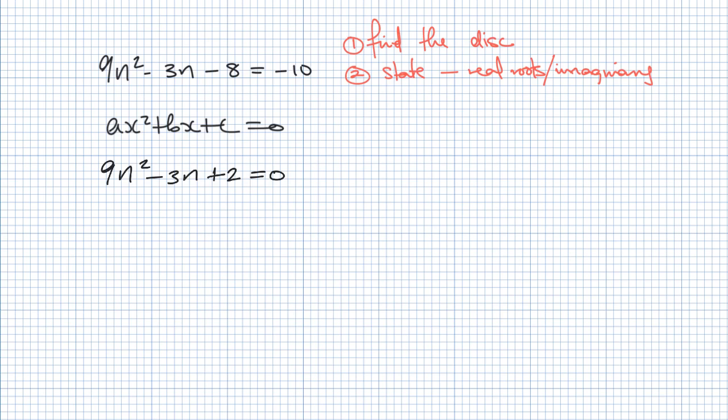So my discriminant says it's b squared minus 4ac. What we're going to do now is replace the b with that 3, and the a with that 9, and the c with that 2. So this then gives us minus 3 squared minus 4 times 9 times 2, which then gives us 9 minus 72. And then what we need to do is minus the 9 from that, which gives us 63.